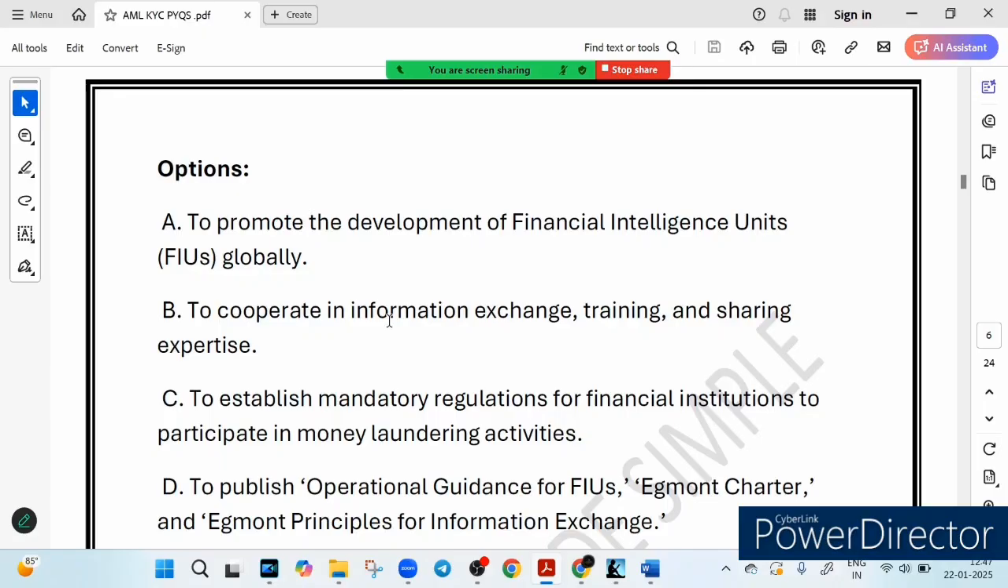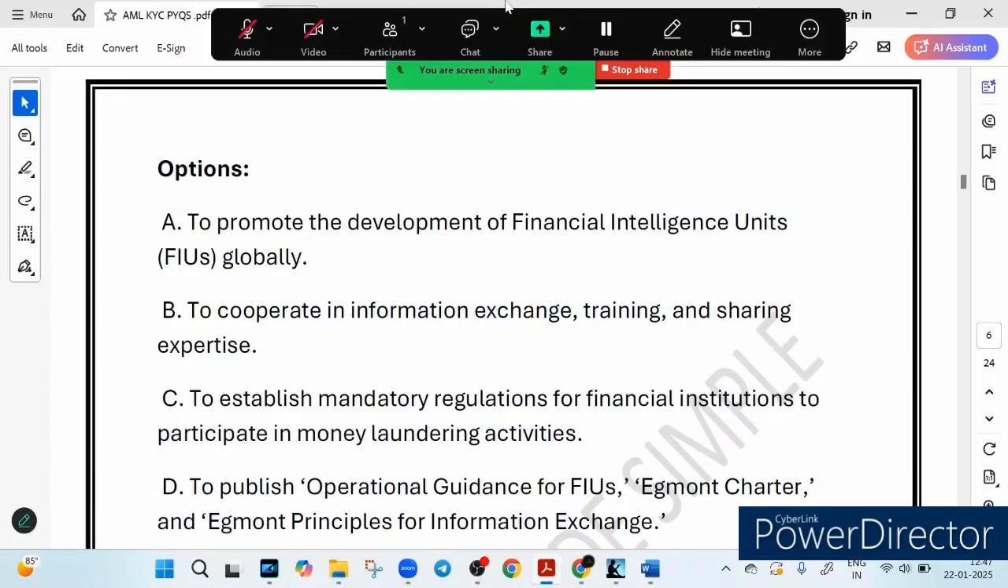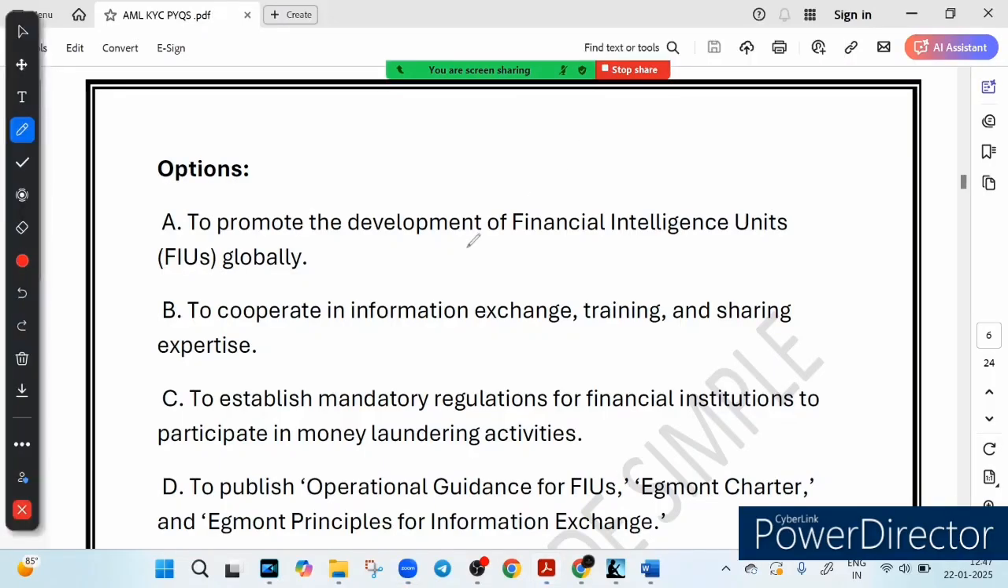Now let's look at this tricky MCQ and solve it together. Question is, which of the following is not an objective, right? So let's see option A. It says to promote the development of Financial Intelligence Units globally. Yes, obviously this is correct. The Egmont Group focuses on building and supporting FIUs worldwide to make them more effective. Option B says to cooperate in information exchange, training and sharing expertise. Yes, this is also correct. Sharing information, training members and exchanging expertise are key objectives of the Egmont Group to help fight financial crimes.